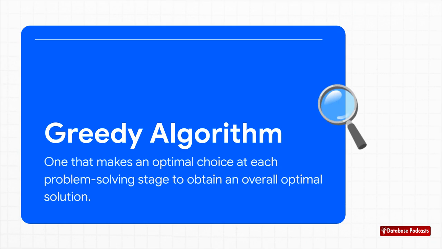So a greedy algorithm doesn't really worry about the grand, long-term strategy. At every single decision point, it just asks, what is the absolute best move I can make right now? The hope, or the gamble really, is that a whole series of these perfect little local decisions will eventually add up to a great overall solution.